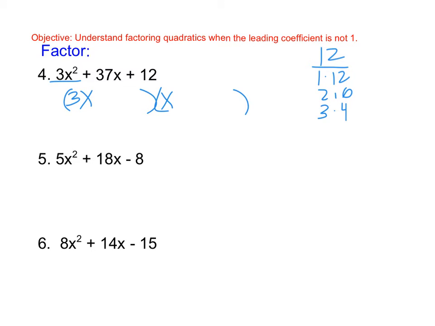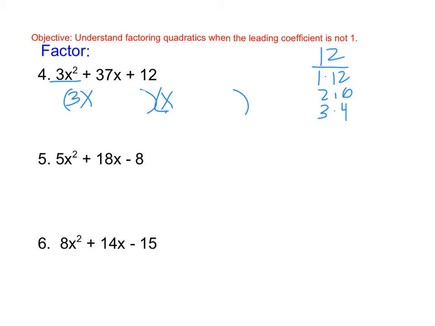And now here's what makes it difficult. Let's say I did 4 and 3. If I do the outsides, that's 9. The insides, that's 4. That gives me 13 instead of 37. But then I could go through and I can switch them.